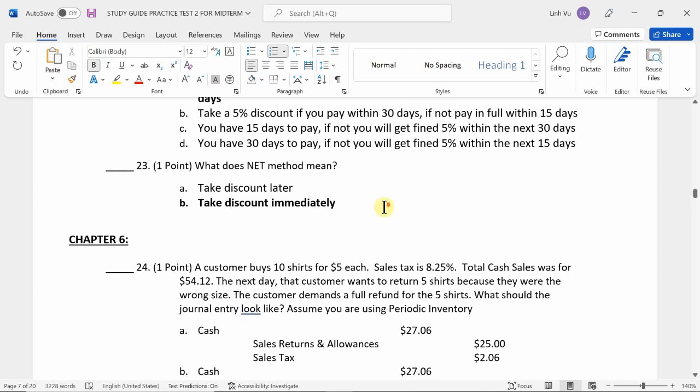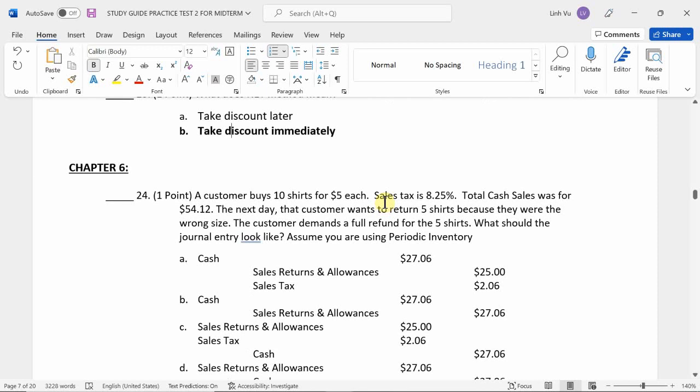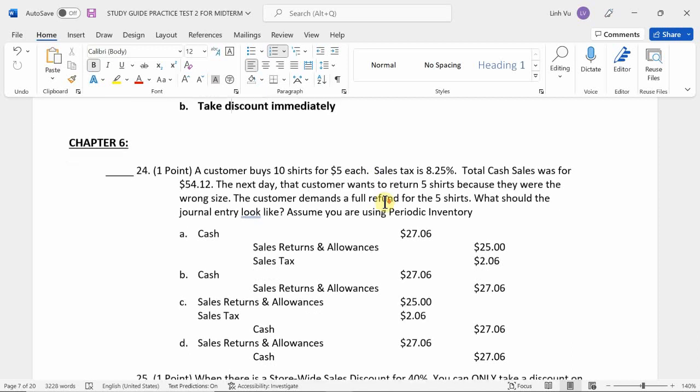Chapter 6, question 24. If a customer buys 10 shirts for $5 each, sales tax is 8.25%. Total cash sales was $54.12. Then the next day, the customer wants to return 5 shirts because they were the wrong size. The customer demands a full refund for the 5 shirts. What should the journal entry look like? Assume that you are using periodic inventory.